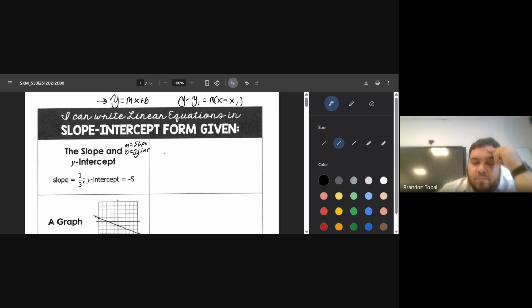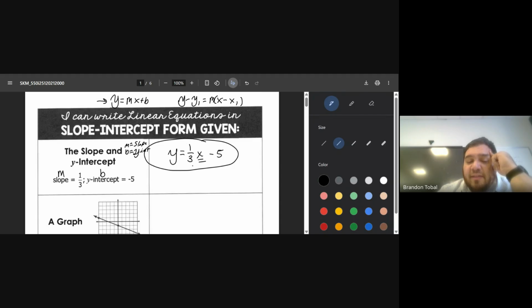So, m is the slope and b is the y-intercept. For this one, since they tell me outright the slope is 1/3 and the y-intercept is -5, I could just write the answer. y equals, my m is 1/3, x minus 5. Don't forget the x. Some of you guys have been forgetting the x. Don't forget the x. But that's it.